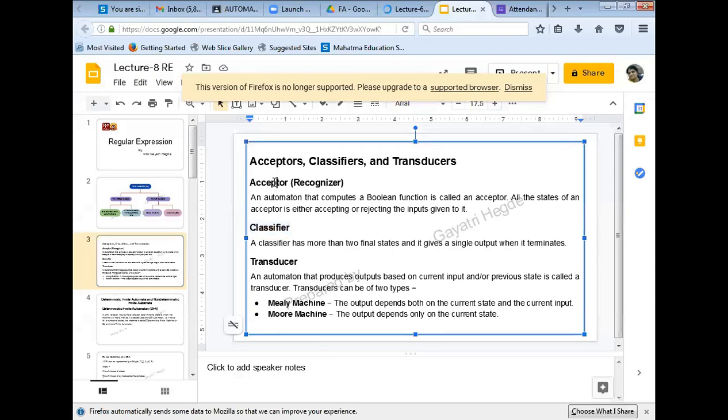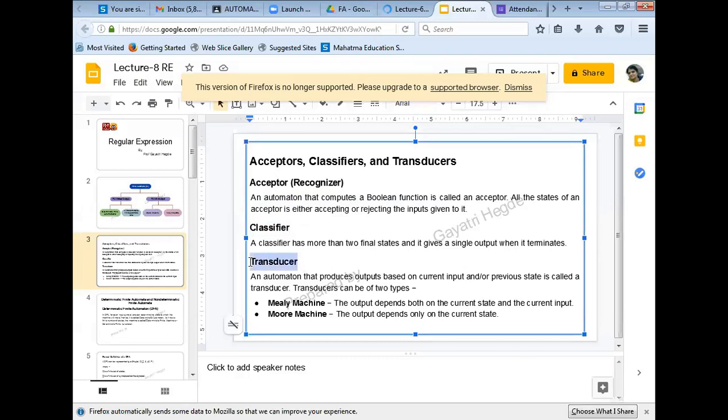Fine. So what are acceptors? Acceptors are the finite automata which give yes or no, that is, whether the input is accepted or rejected. The classifiers also give the output as accept or reject, but they have more than one final state. That is known as a classifier. The question may be asked, what are acceptors, classifiers and transducers? So you should know this.